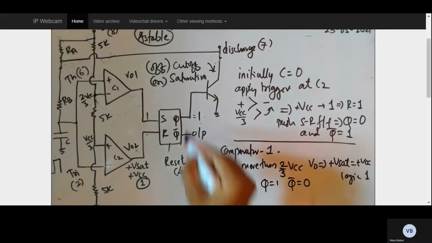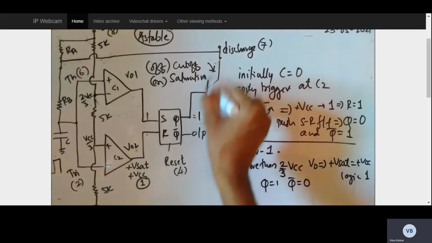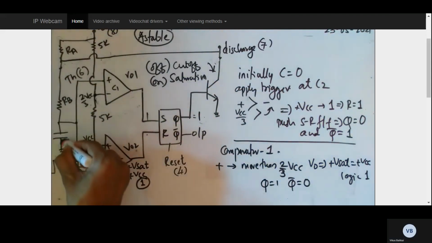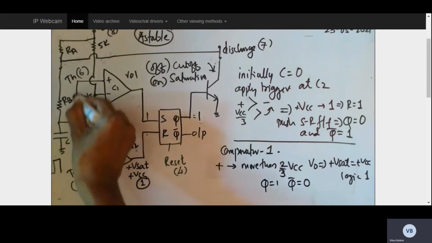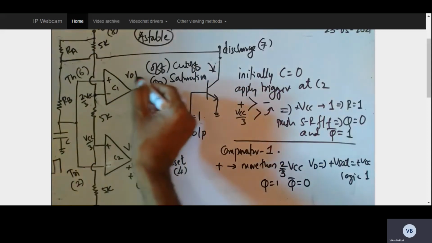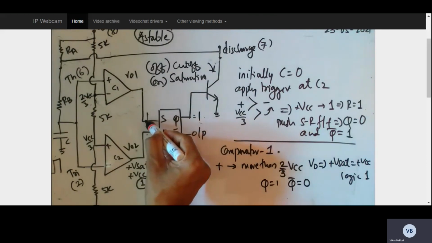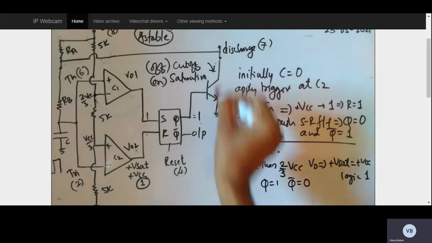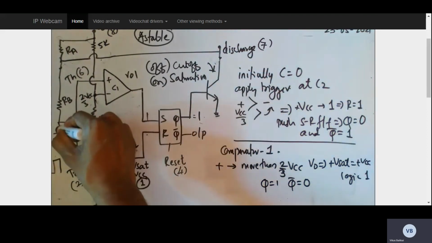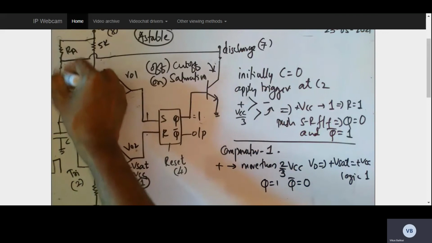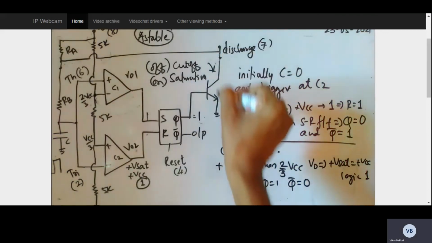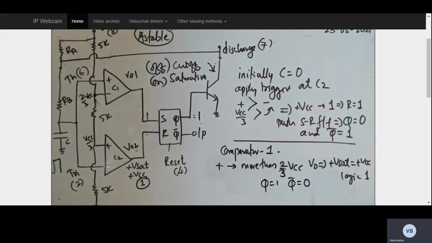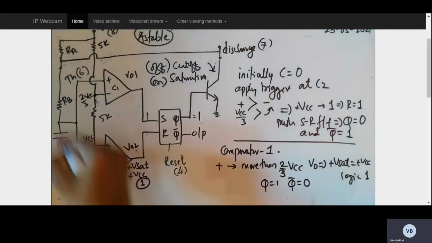Now because of this, the moment Q is 1, the transistor is on. And the moment the transistor is on, the capacitor won't be able to charge further. As soon as it has just reached more than 2 by 3 VCC, comparison occurs and 1 was produced at the output of comparator 1. And because of this, the transistor is on, acting as a closed switch over here. As a result, the capacitor discharges through RB to the ground. So it is never going to reach its entire full charge. As soon as it just reaches about 2 by 3 VCC, it is going to discharge.